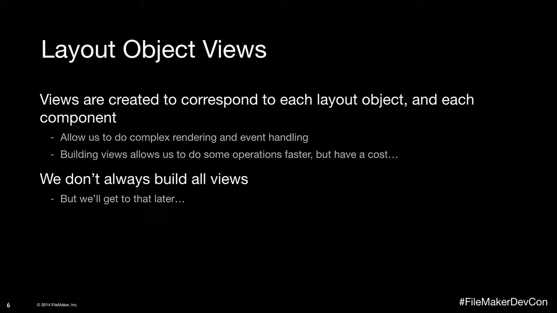So another term I might throw around a bit is a view, or layout object view. And you don't really need to know what these are to make a FileMaker solution. You don't need to understand them to get everything to work, but understanding that they exist and what they are can help you get a handle around the performance of your solution. So when we load your layout, we create layout object views for every layout object on your layout. They allow us to do some more complex rendering and event handling. Building up these views allow us to do a lot of things faster, and they really would allow us to do the complex styling that you see in FileMaker 12 and later. But they do have a little bit of a cost, so it's good to understand that they're there and understand when they're built, when they're not, and I'll go into that a little bit.